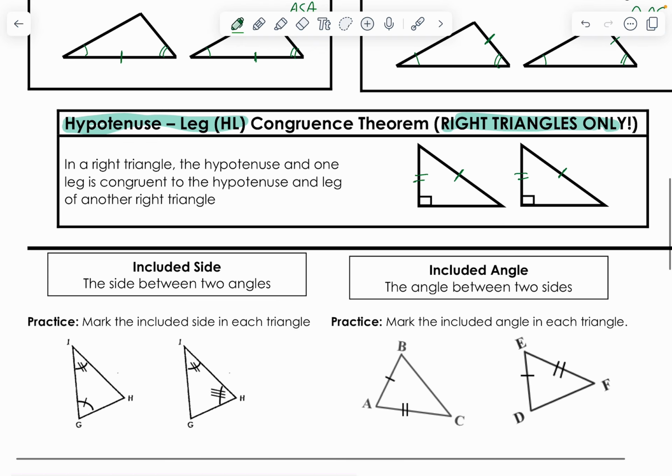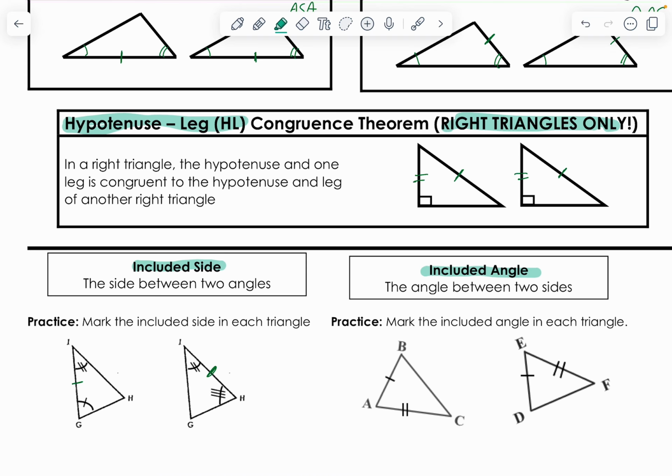A couple of things to remember. An included side is the side in between the two angles, like this. And an included angle is going to be the angle in between two sides.